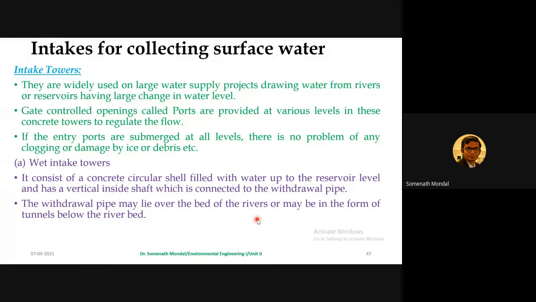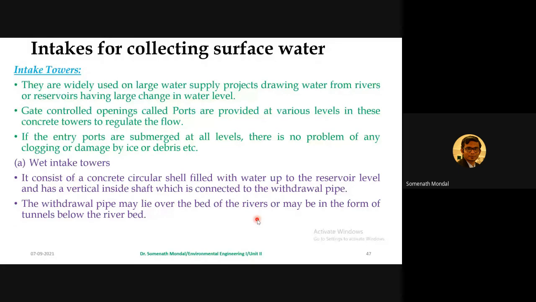Fine. Now, if the entry ports are submerged at all levels, there is no problem of clogging or damage by ice or debris. But if such problems are there, then to some extent they can be reduced by providing sophisticated appurtenances, and you can have uninterrupted water entry into your intake structure. So usually there are two types of intake towers: wet intake towers and dry intake towers. First we will be talking about wet intake towers.